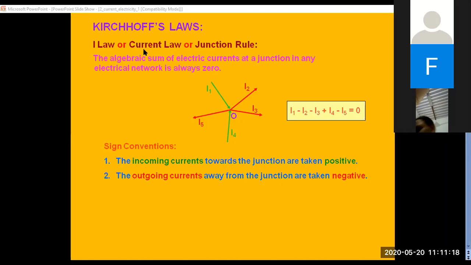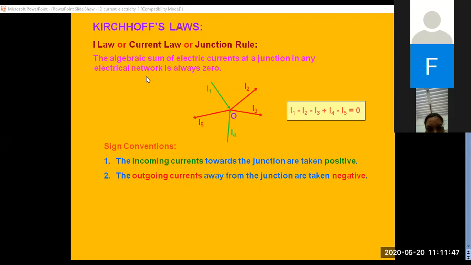So are you clear with this? First law, current law, or junction rule? Does anybody have a doubt? Next to your participants tab, you have something called raise hand. So you can raise your hand and tell me you have doubts. We will repeat it, or we will pause and continue with the video. So make it very clear. The first law is the current law, or we call it the junction rule. The algebraic sum of current at a junction in any electrical network will be 0.